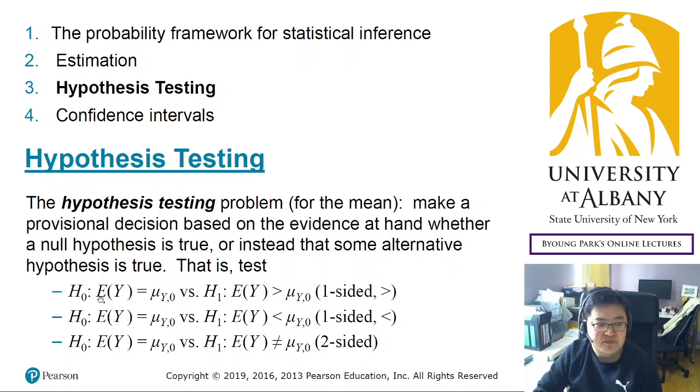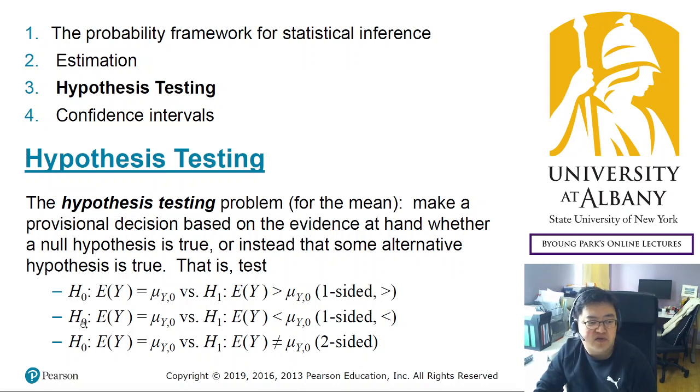For example, I believe that the average GPA of those who watch this video is smaller than 3.5. I believe your average GPA is smaller than 3.5, but I may be wrong, it's my belief, I don't have the data. If I'm wrong, the alternative is that the true mean is greater than 3.5. So those values are just numbers.